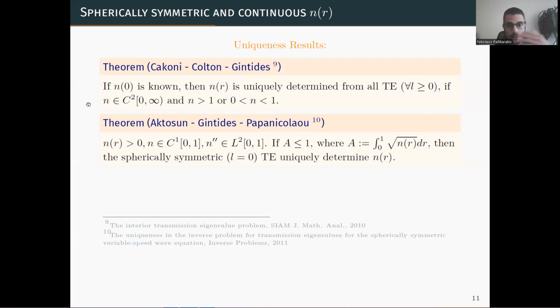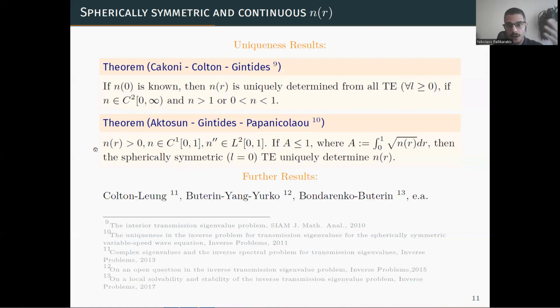Also, one year later, there's another paper from Gintides and Pallikarakis, but for the special case of spherically symmetric L equal to 0 eigenvalues, under the assumption that the refractive index is C1, but also with a restriction in the values of the refractive index, in the sense that this quantity here, which will be denoted with capital A, is less than 1. This is somehow like assuming that the average of the refractive index is lower than 1, and has a physical meaning as a travel time, let's say, for a wave to move from 0 to 1.